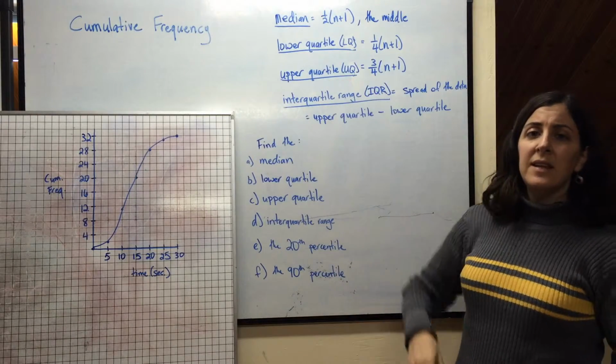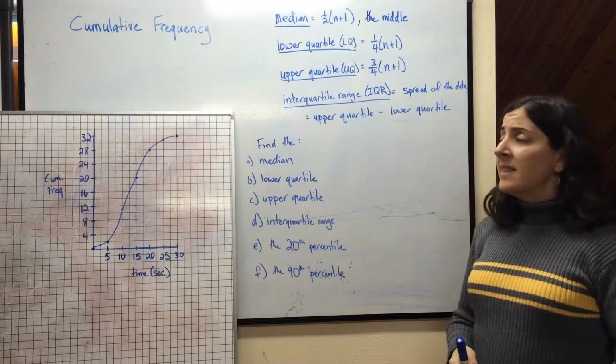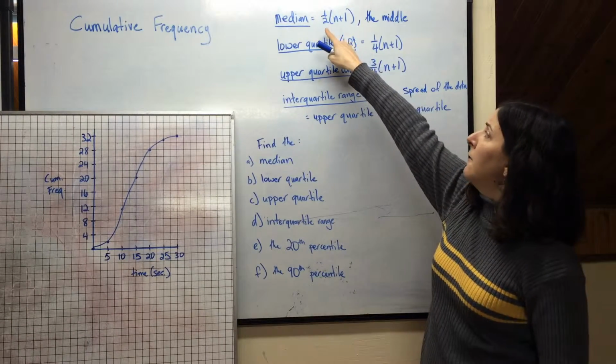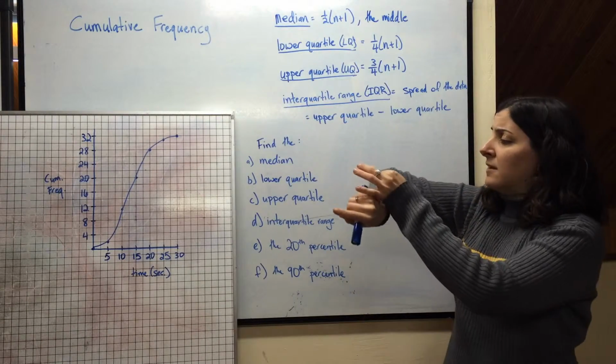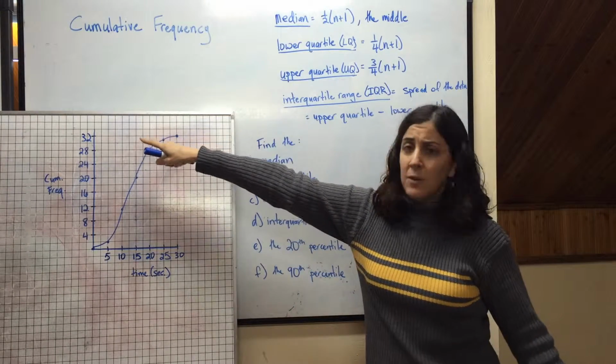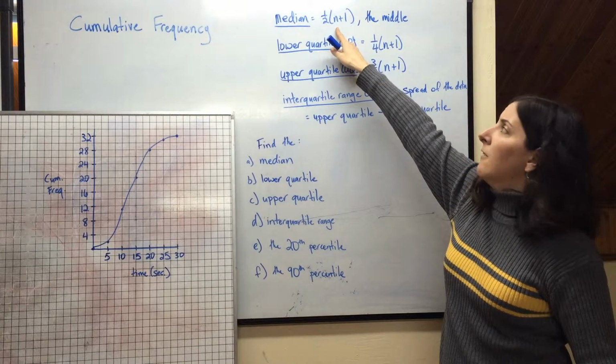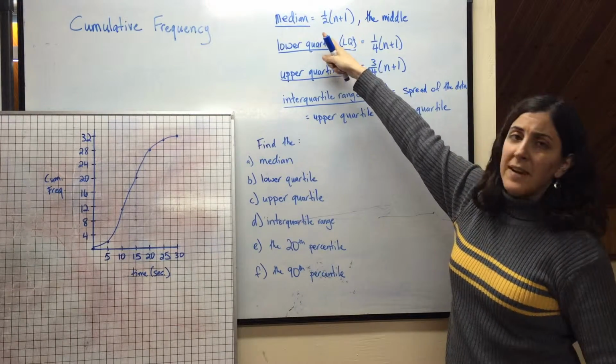The median is something that you know, and we've done a lot. It means the middle. So to find the middle, we do half of n plus 1, where n is just the total frequency. In this case, we've been using 32 as the cumulative frequency, so that would be n, the total amount that you have. So plus 1 to find the middle.